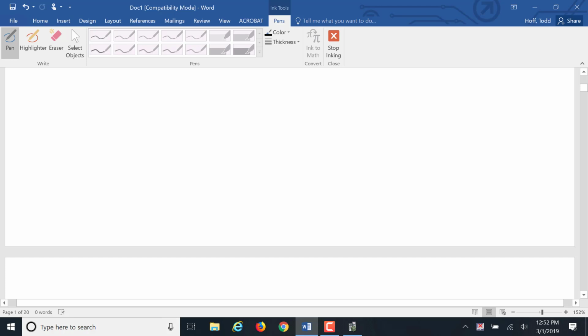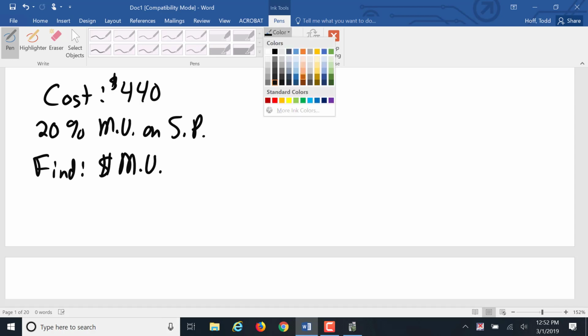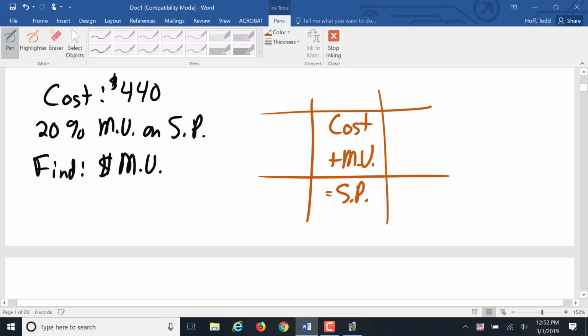For example, let's say that I am going to give you that our cost is $440. We have a 20% markup on selling price, and I'm going to ask you to find, in this case, the dollar markup. All it is, once again, cost plus markup equals the selling price, for cents and dollars, once again.